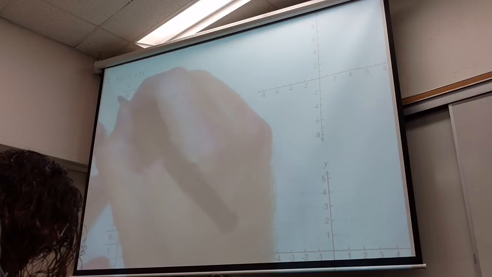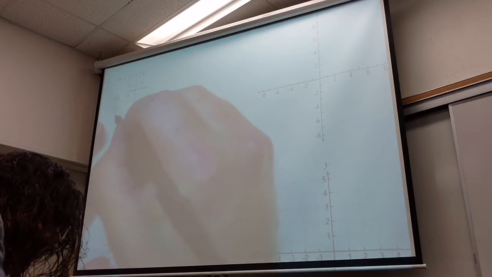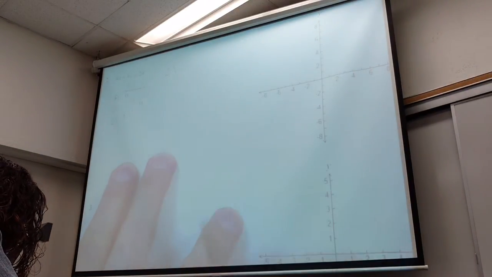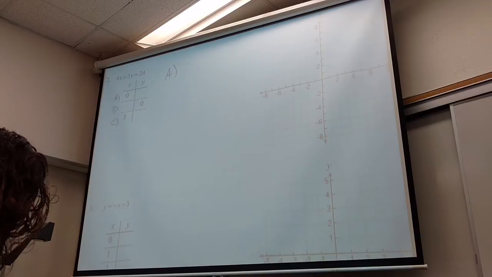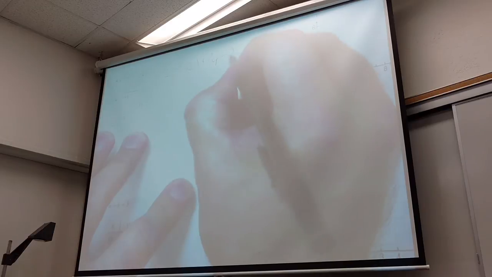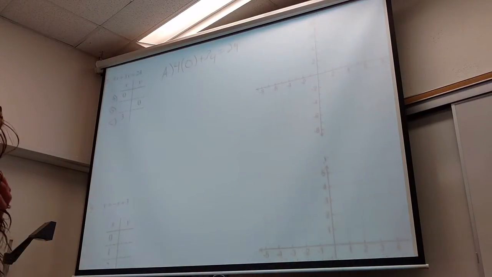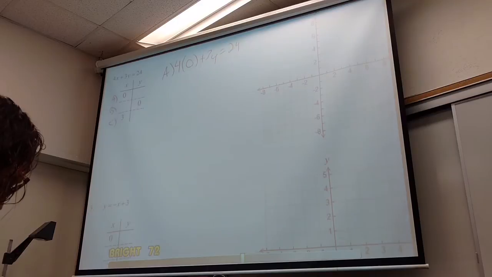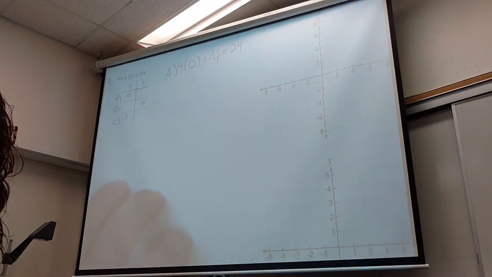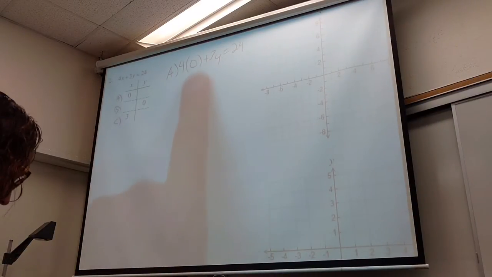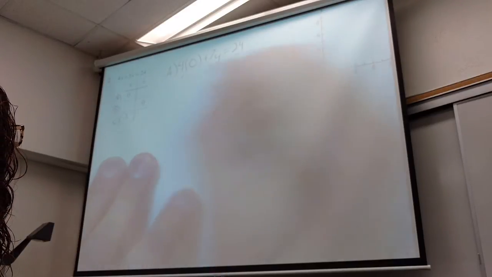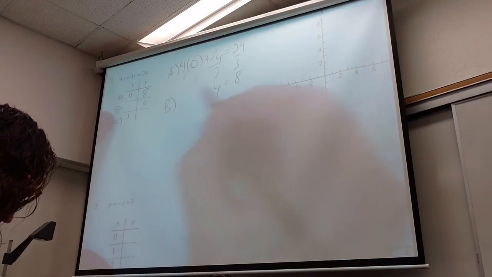Just for myself, I'm going to call this A, B, C, so you can see the work better. So part A, what do you do for part A? The point A. Substitute. So 4 times 0 plus 3y equals 24. What drives me crazy a little bit is when people do this and they have the 4 still here. What's 4 times 0? 0. That's gone. So divide by 3. Y equals 8. So what about part B?